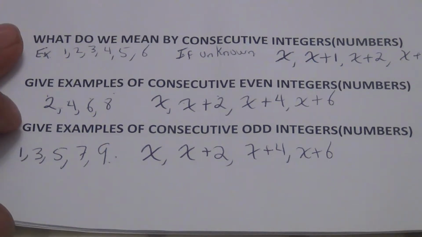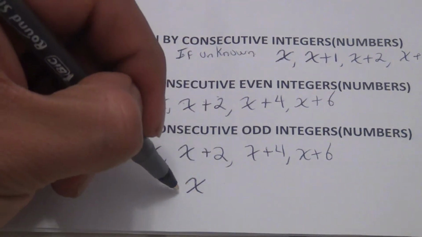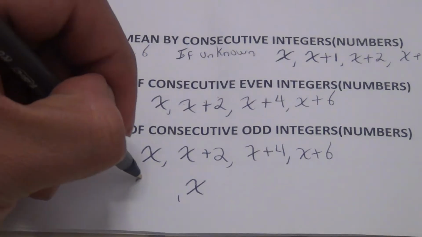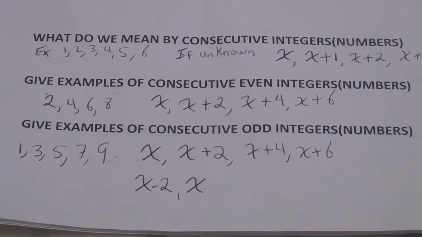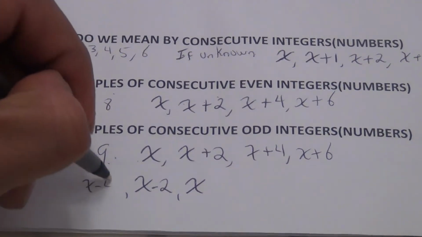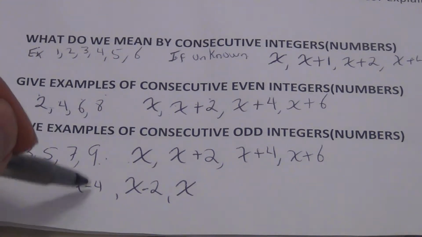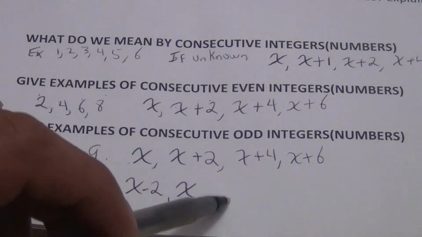So that's it. Oh, by the way, the number before x, like the first one, it will be what? x minus 2. And this one will be x minus 4, if we're talking about the negative numbers, right? Minus 4, minus 2, plus 0, plus 2, plus 4, plus 6.